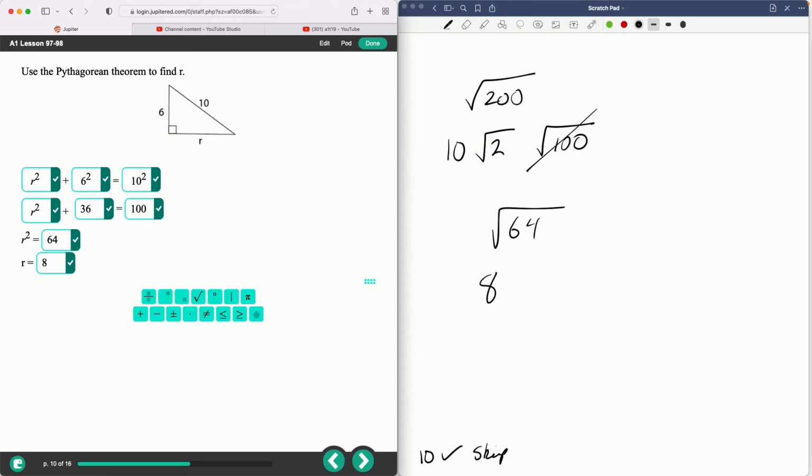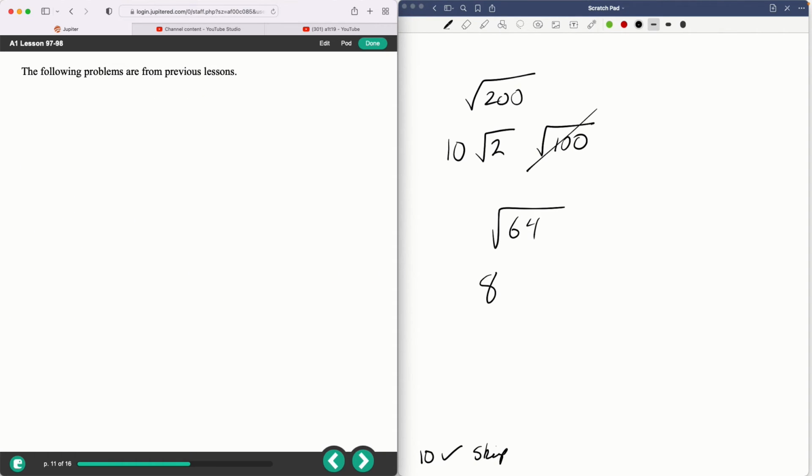But it's going to ask you to do it again when you go back through. Just don't. Just leave it like that. All right? Just leave it like that. 10 is correct, so skip it. Go to the next problem.